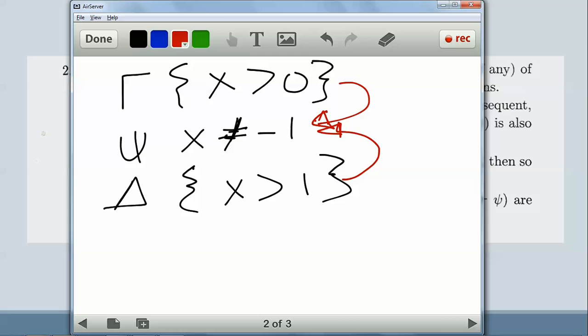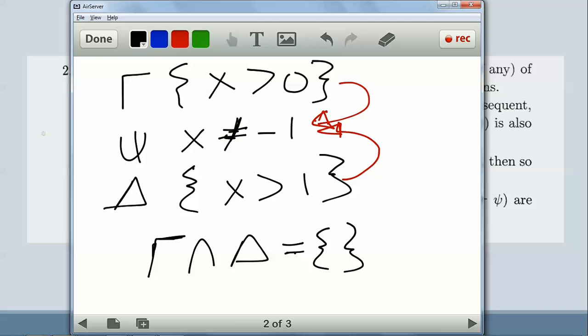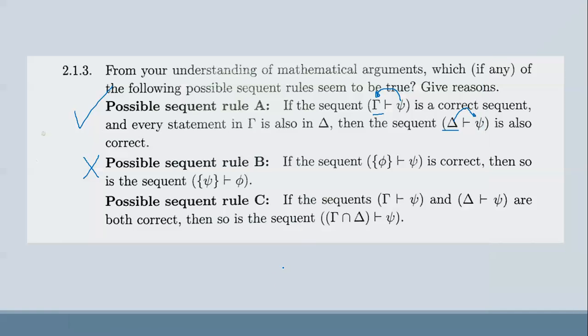But these two sets don't hold anything in common. So since they don't hold anything in common, their intersection is actually the null set. There's nothing in there, right? And the null set does not entail that. It does not entail psi. So this rule is not a good rule.